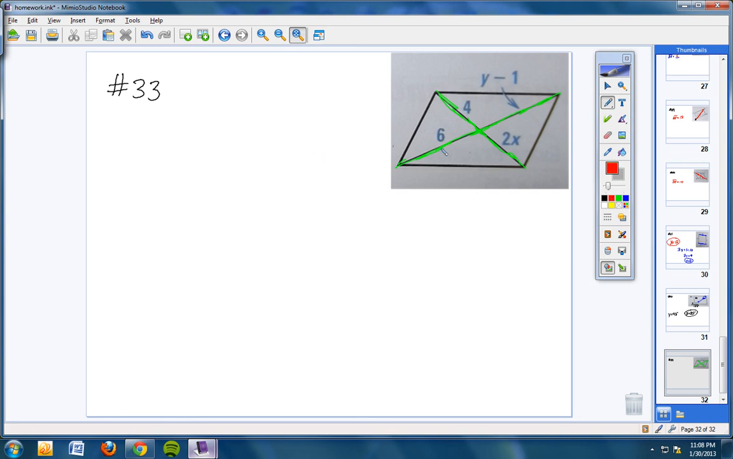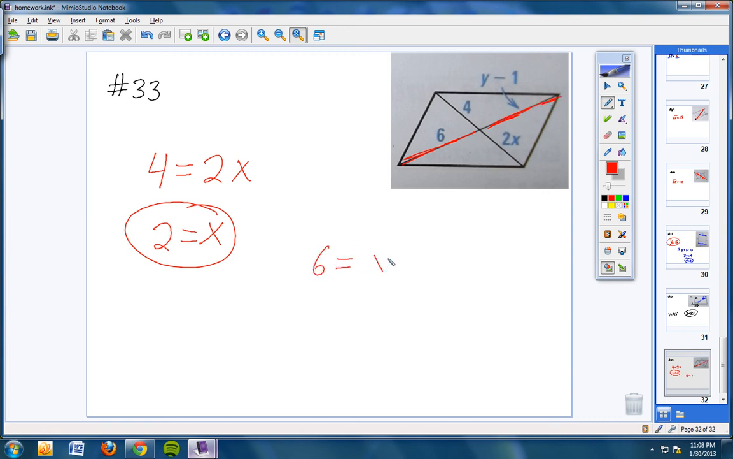Now, this segment here is congruent to this segment here, and this segment here is congruent to this segment here, okay? Please don't forget that. So with that in mind, here we go. This segment here, 4, equals 2x. So segment 4 equals 2x. Divide both sides by 2, and 2 equals x. All right. Now, this segment right here is 6, and it equals what? Y minus 1. So 6 equals y minus 1. Well, let's add 1 to both sides to get rid of that negative 1. If we add 1 to both sides, y equals 7.